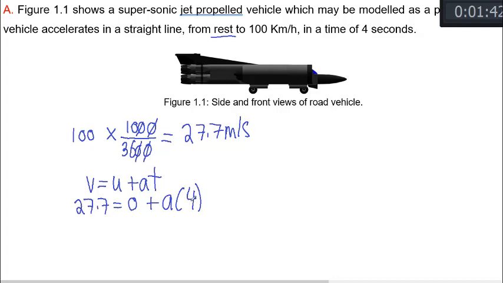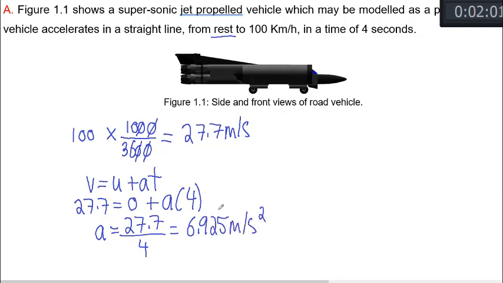You can see the quicker the vehicle, the shorter the time, the bigger the acceleration when you divide both sides by this number. In this particular case, we're going to divide both sides by 4, so we get 27.7 divided by 4, which gives you a value of 6.925 meters per second squared. So this is the value of the acceleration.